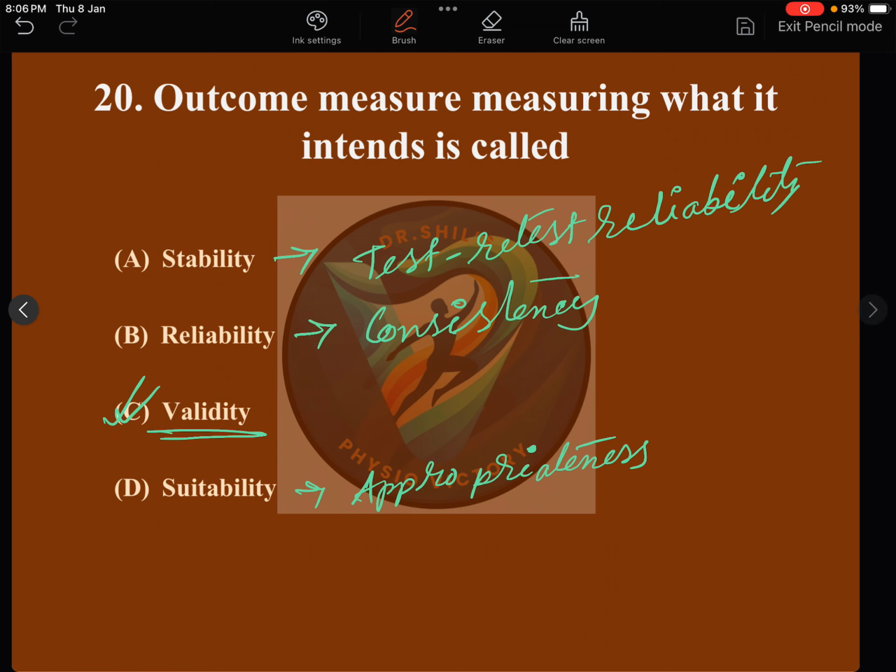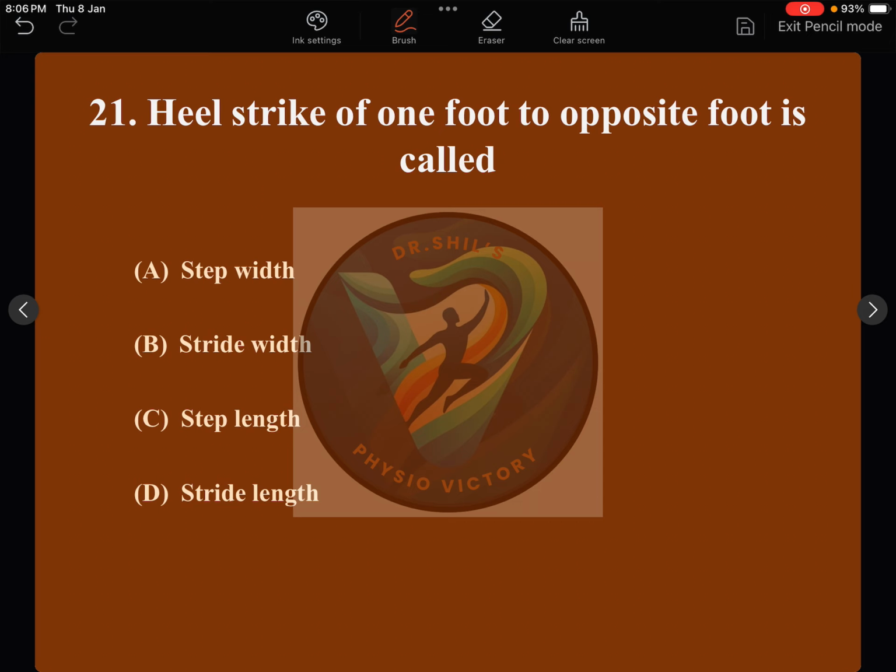Next, come to question number 21. Heel strike of one foot to opposite foot is called option A step width, option B stride width, option C step length, option D stride length. Here it's a very easy question. Option C, step length.